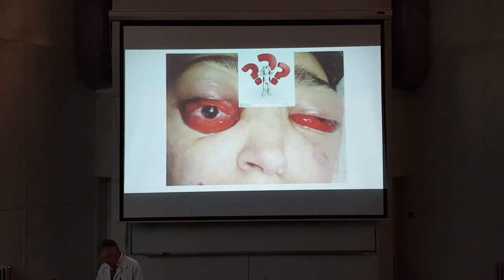This is a big problem. A periorbital edema and hemorrhage. Eyelids, many structures around the eyeball.